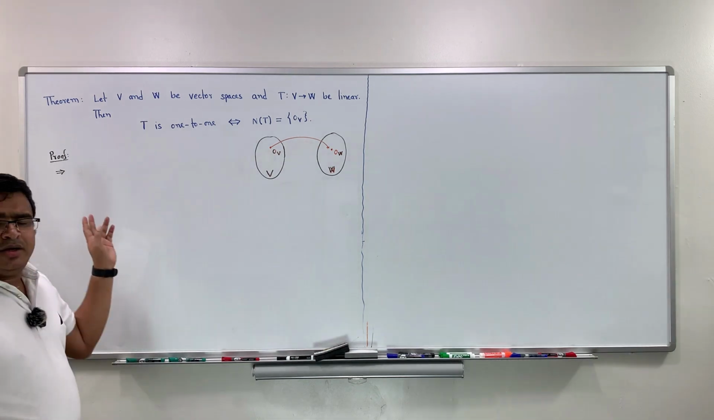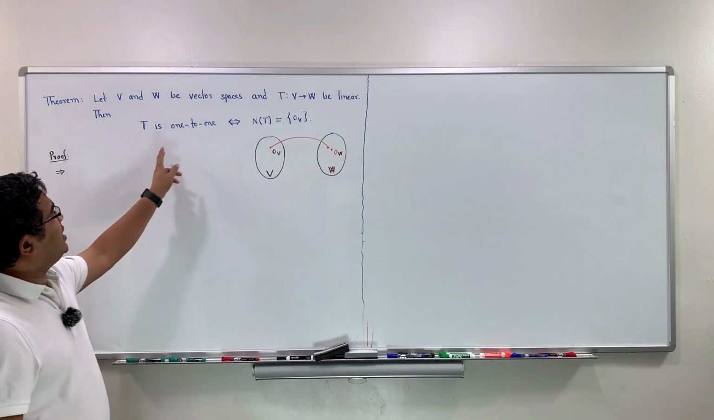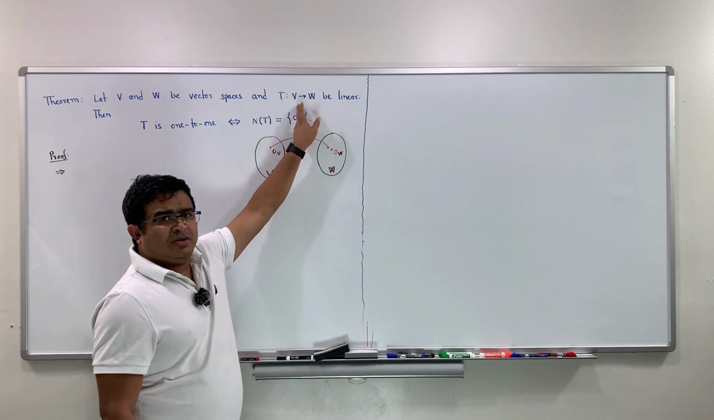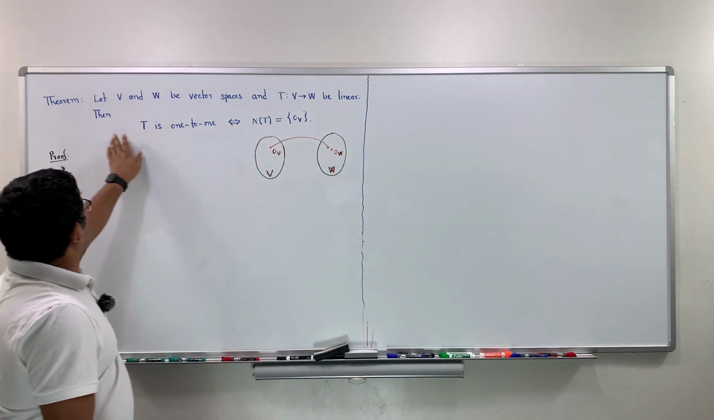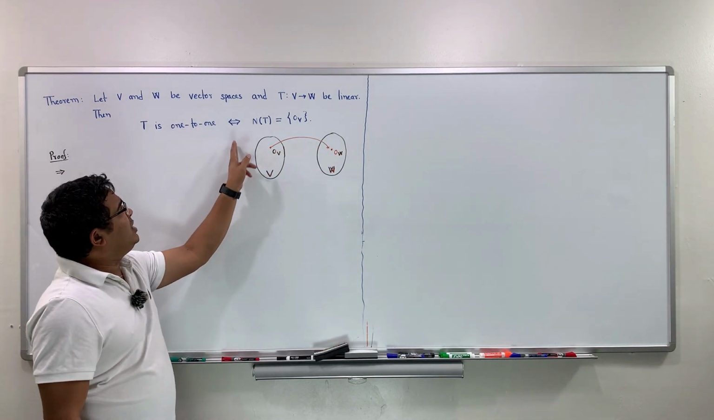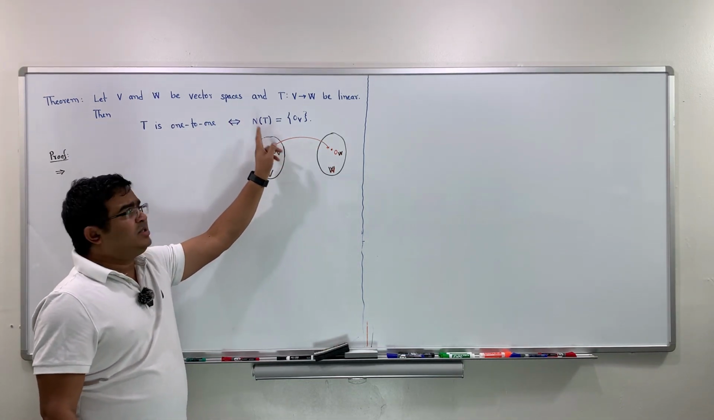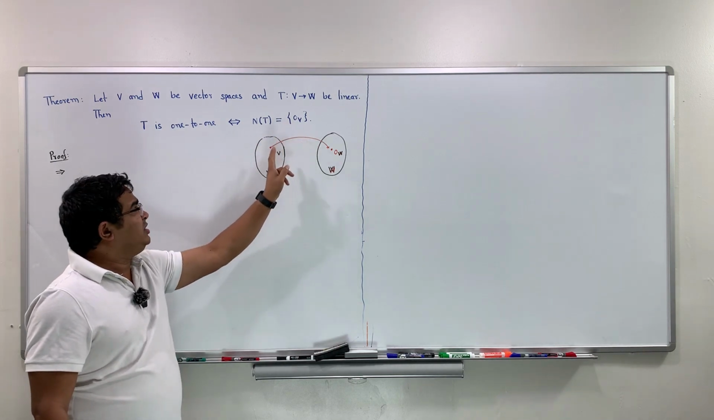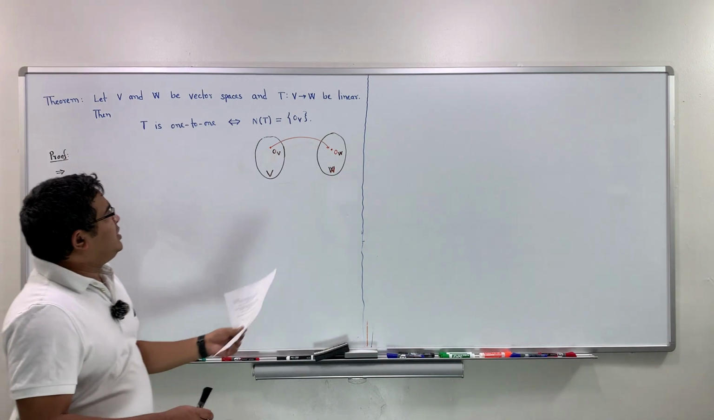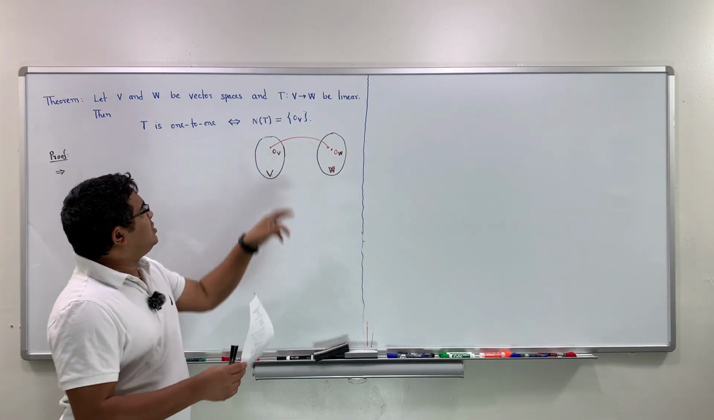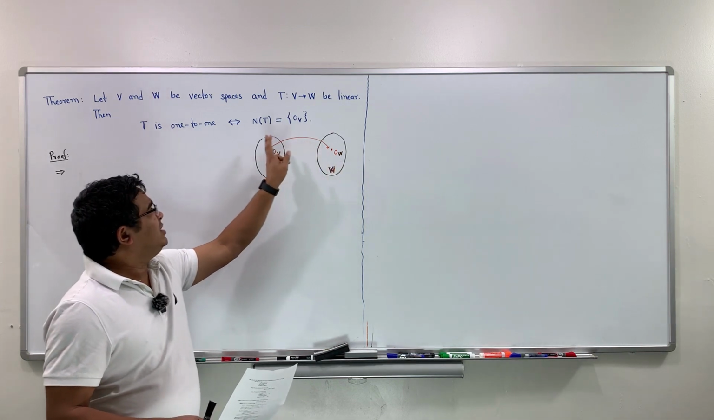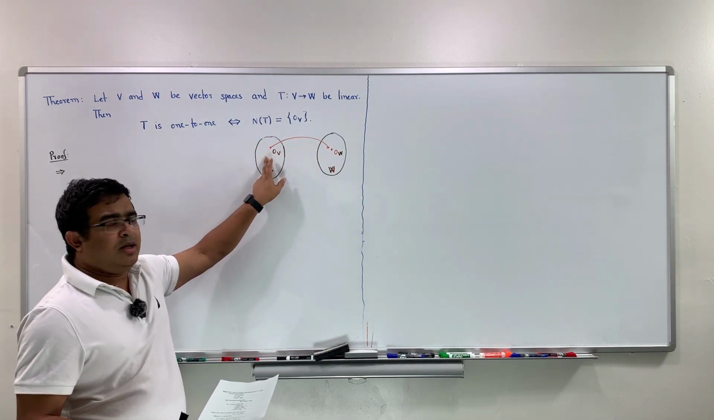If V and W are two vector spaces and T is a linear map from V to W, then the linear map T is 1 to 1 if and only if the null space of the linear transformation is only the 0 vector in V. That means if T is 1 to 1, then the only vector from V that maps to the 0 vector in W is the 0 vector.